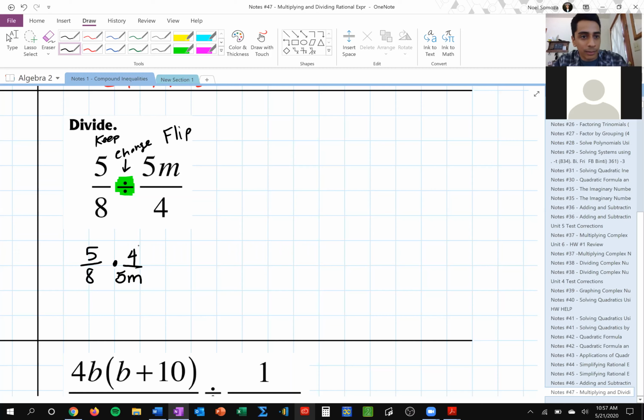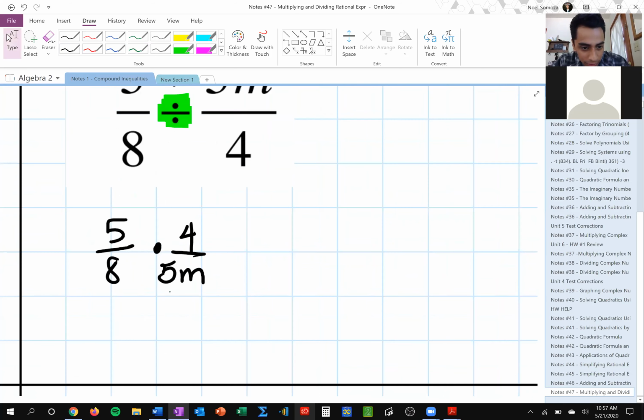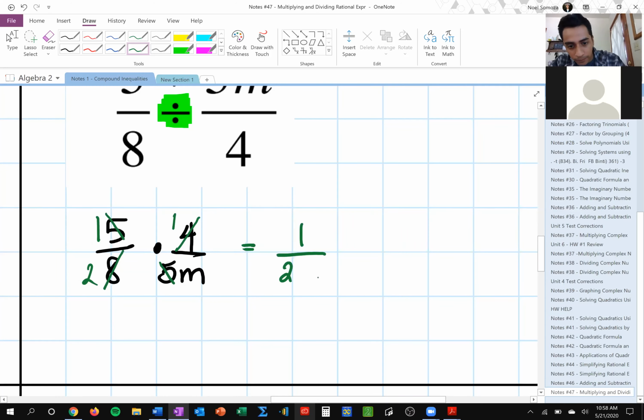Okay, so in a problem like this, I'm going to try to do a little bit of a reduction. Right, I have a 5 and a 5. This 5 would cancel. This 5 becomes a 1. Right, so we just have 1 in that numerator spot. Over here between the 4 and the 8, if you divide the 4 by 4, you're left with 1. If you divide the 8 by 4, you're left with 2. Okay, so really, what is it that you have? Well, you have in the numerator 1 times 1, which is 1. In the denominator, you have 2 times m, which is just 2m. Okay, and that's it.